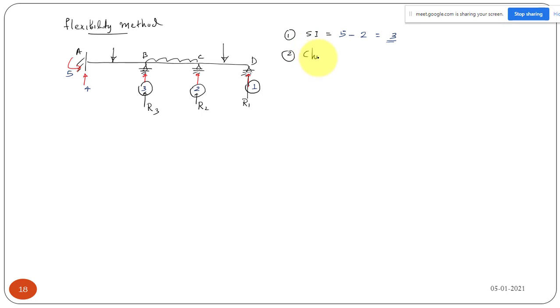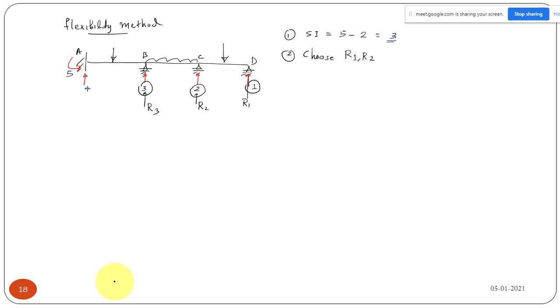Choose any three as your extra forces. Choose R1, R2; you can choose any three. You can even choose the moment. No problem. The only thing is that your structure should be stable after that. This may be the best option, I would say, because even if you remove these three, it is still a stable structure.